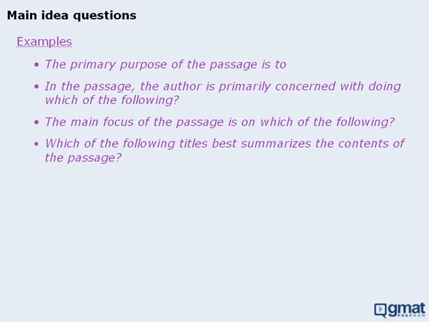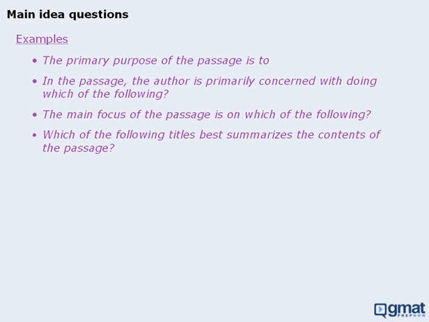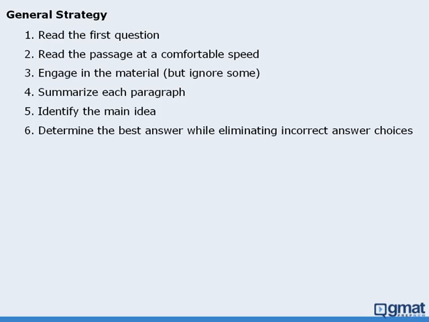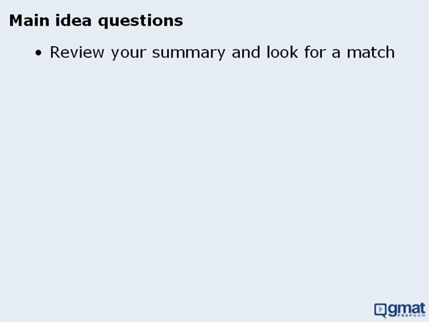Here we are looking for a general overview of the passage. Now, fortunately, one of the steps in the general strategy is to summarize and record the main idea. So when answering a main idea question, your first step should be to review your summary and look for the answer choice that most closely matches yours. Now, what do you do if you don't find an answer choice that matches yours? Well, at this point, we need to be somewhat aggressive. The remaining tips will help you identify the correct answer choice and eliminate incorrect answer choices.